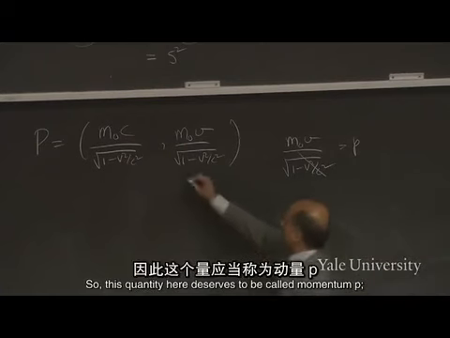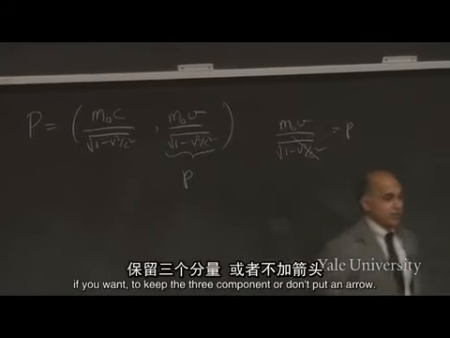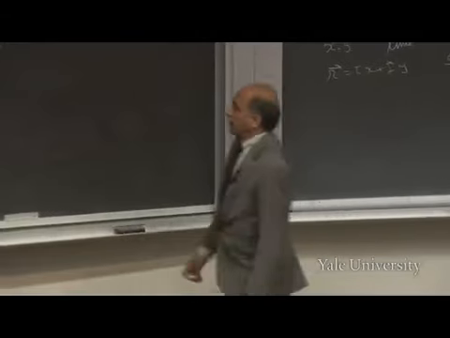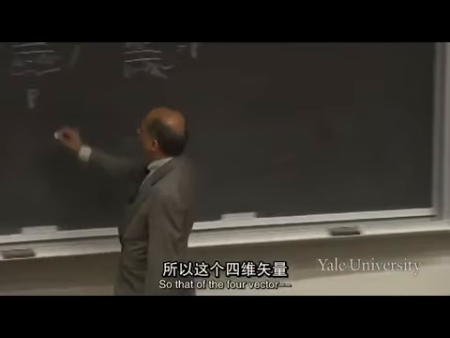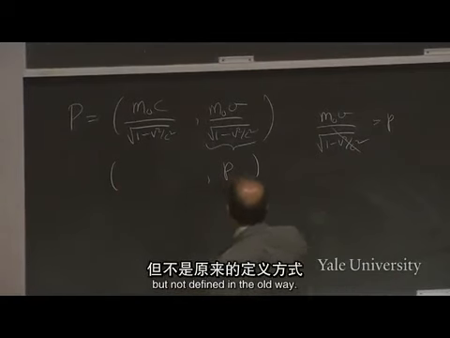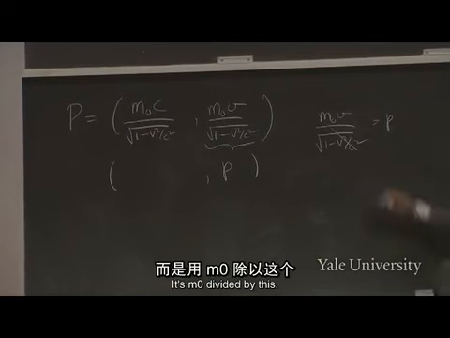So this quantity here deserves to be called momentum. Little p, you can put an arrow on it if you want to keep the 3 components, so don't put an arrow. So of that 4 vector, the 3 components are just momentum, but not defined in the old way. It's not m naught v. It's m naught v divided by this.